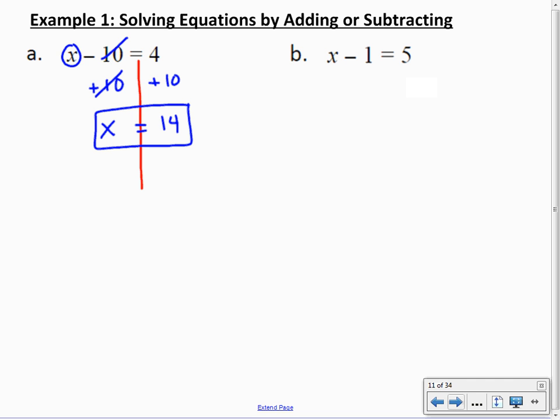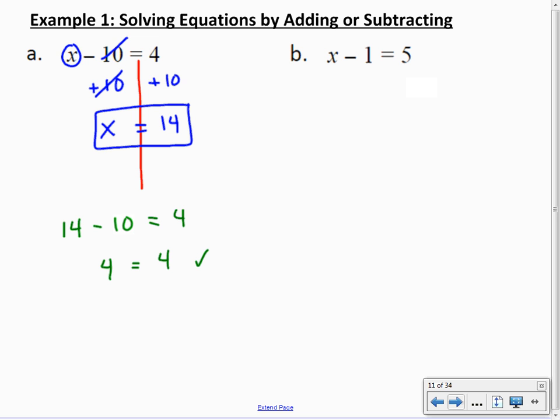Now, I talked about a solution being the number that makes the equation true. So what that means is, if I took 14 and plugged it back into the x in the original equation, that value of 14 is what makes this equation true. Because if we look on the left side, 14 minus 10 is really 4, which gives us 4 equals 4, which is true. It makes the left side equal to the right side. So the answer to our equation here, the solution, is x equals 14.